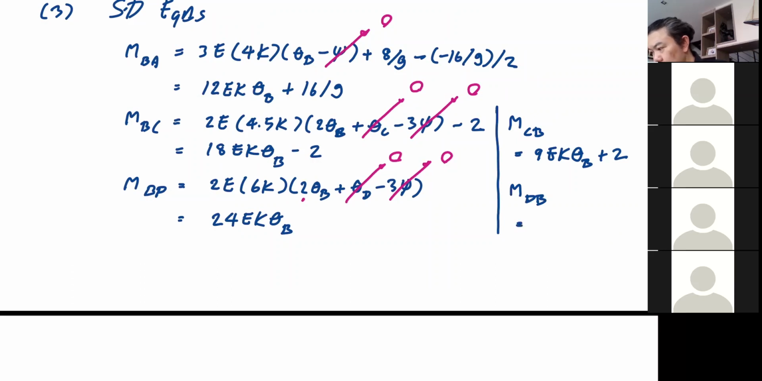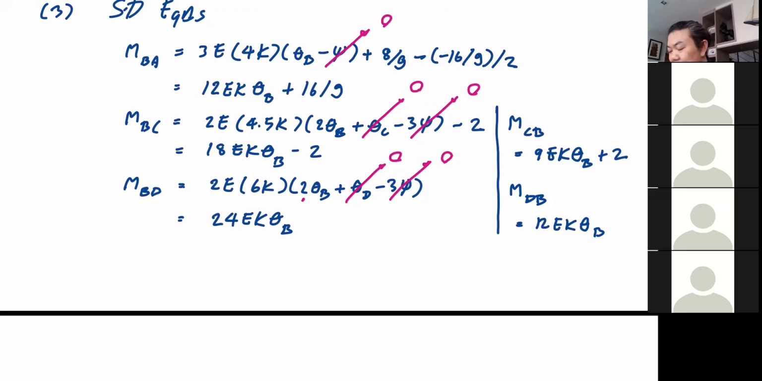So you have 2 theta D plus theta B, but theta D is 0, and then it becomes 2. So it's 12 EK theta B. Okay. Please notice this in the piece BD. Let me rewrite this. It looks like a P. Sometimes when you write too long on the iPad, your handwriting becomes really bad. And it is already bad from the beginning, okay?